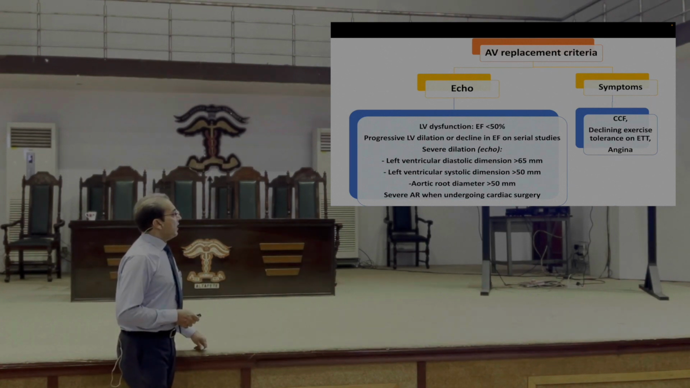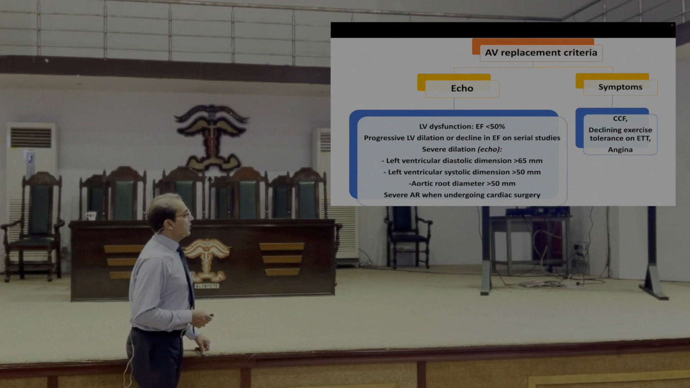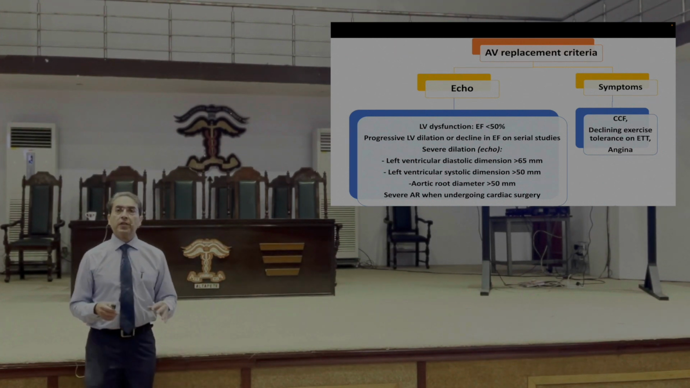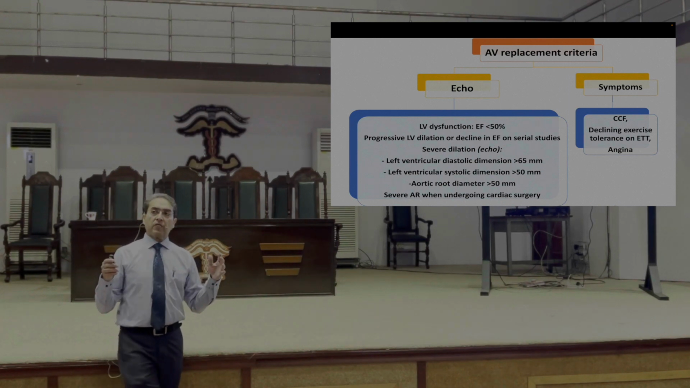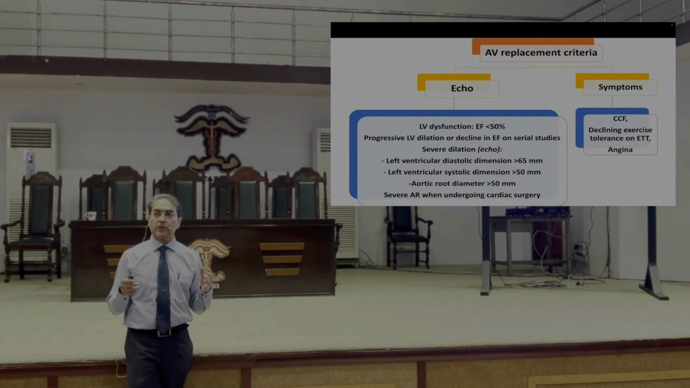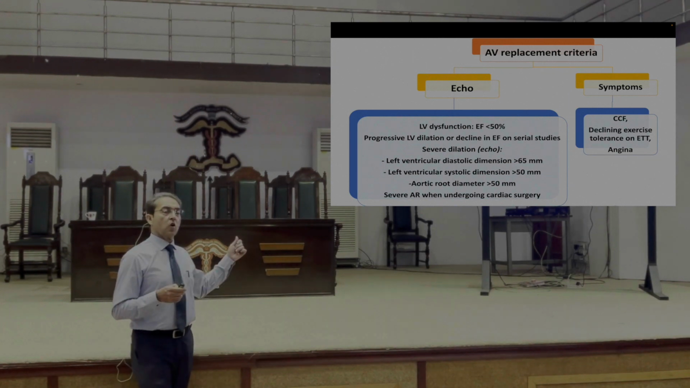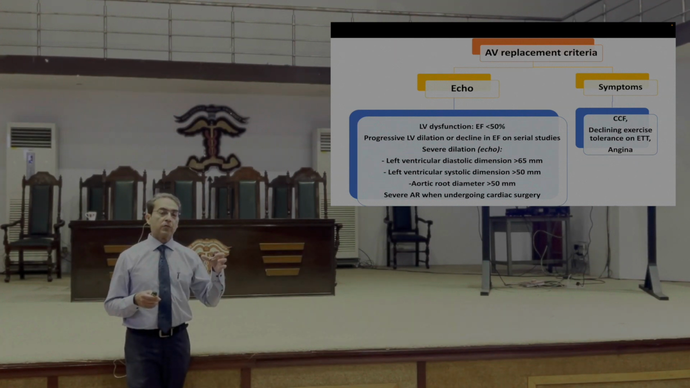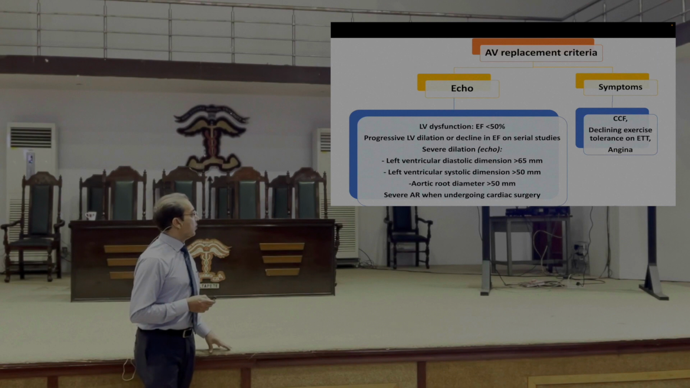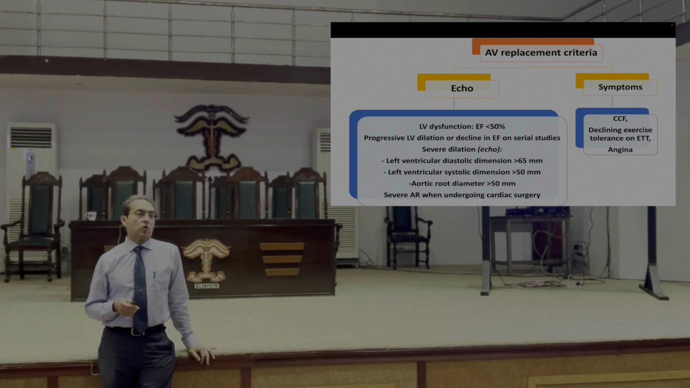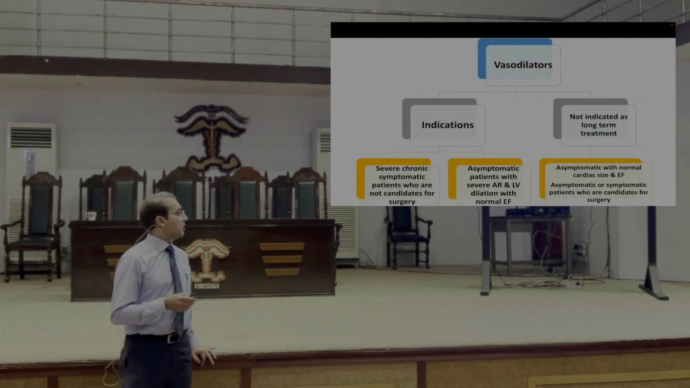If the LV diastolic dimension is more than 65 millimeters or the systolic dimension is more than 50 millimeters, that is, during diastole if it is more than 65 millimeters, or in systole more than 50 millimeters, you go for replacement of the aortic valve. Or if the aortic ring has dilated more than 50 millimeters, that is more than 5 centimeters in diameter, go for replacement. Severe AR when undergoing cardiac surgery, for example, CABG, at the same time you can also offer the patient replacement of the valve.